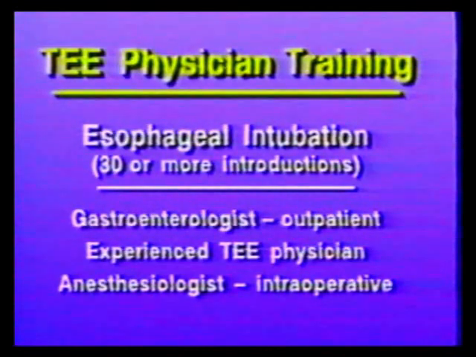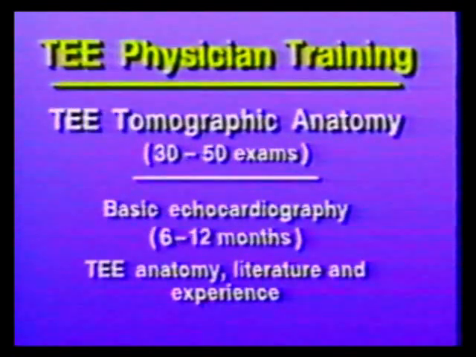Training of the transesophageal echocardiographic physician can be broken into two parts. The first is esophageal intubation. We suggest 30 or more intubations under the tutelage of a gastroenterologist, an experienced transesophageal physician, or, for intraoperative studies, an anesthesiologist. The second component of training is learning tomographic anatomy. For the inexperienced, basic echocardiography takes 6 to 12 months. For transesophageal anatomy, we refer you to literature and experience, usually 30 to 50 transesophageal exams.